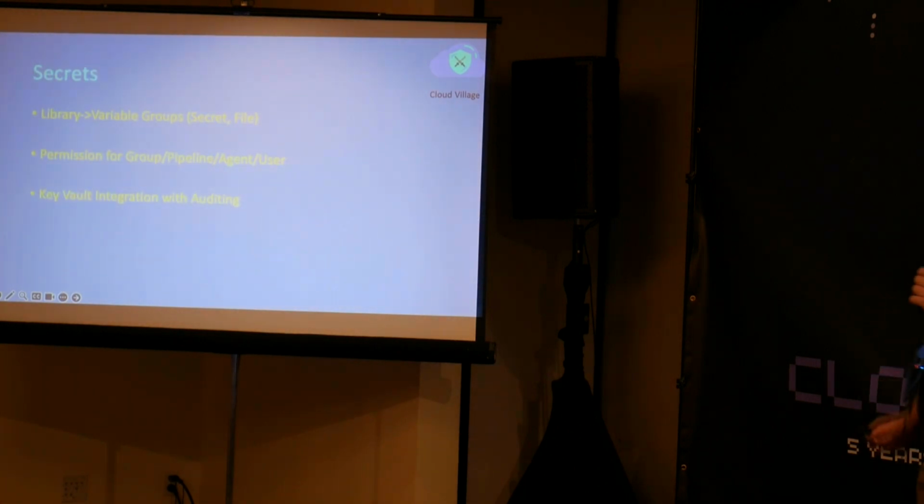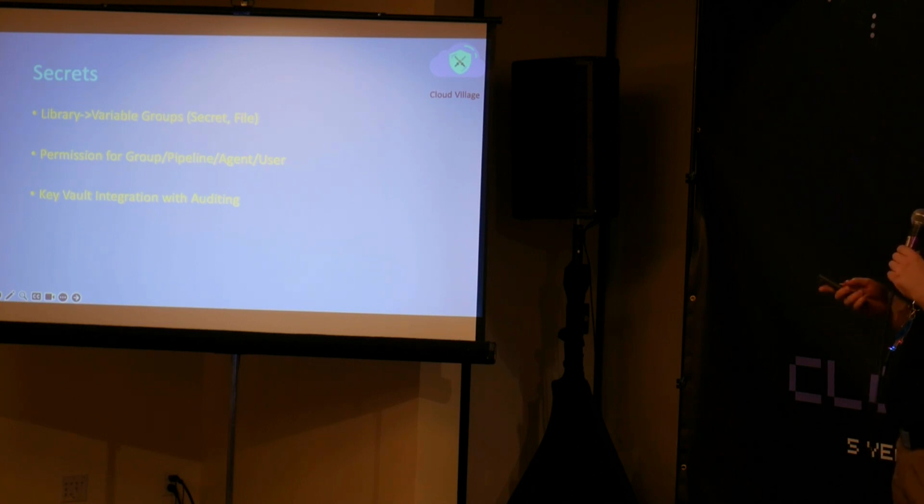So once you use pipelines, you usually want to use secrets. The built-in solution is Library. Within the Library, called variable groups, you can have secrets or files. And again, the secrets have the permission or security tab, and you can also customize which pipeline or which agent or even which user can read or access the secret itself. And if you don't want to use this, then you have the option to use Key Vault integration. Basically, you will be referencing the secrets from the Key Vault, so you will have auditing and central management and rotation from there.